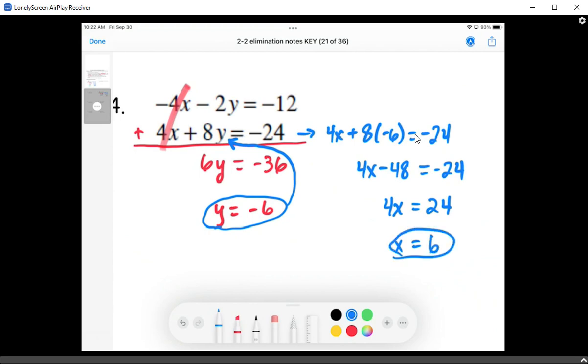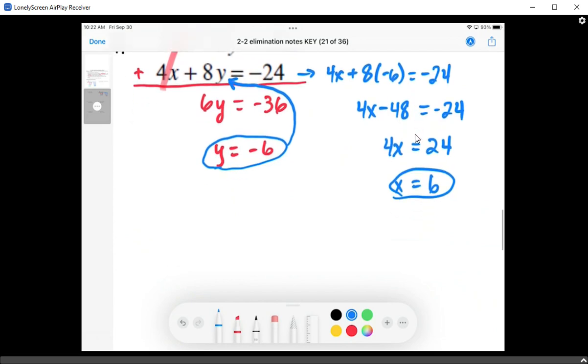Those two blue circles are showing you the two parts of our final answer: an x value of 6, a y value of negative 6. That ordered pair is our answer. That's our solution to the system.